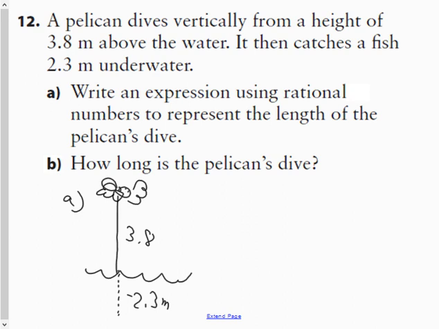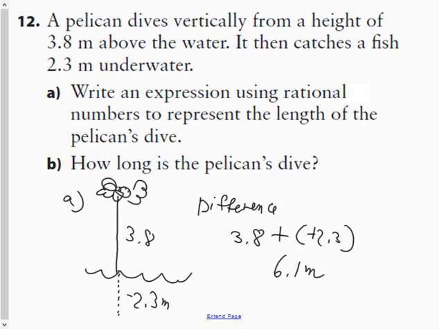What we are looking for is the difference between the height and the location of the fish. So 3.8 meters, take away the difference of underwater would represent this. This would be the difference between the two. The difference between the height and the distance underwater. Of course, when I do that, I want to keep track of the sign change. And the total distance of the pelican's dive would be 6.1 meters when I add those two. So therefore, the difference between where he was when he started and where he ended up is 6.1 meters in total.